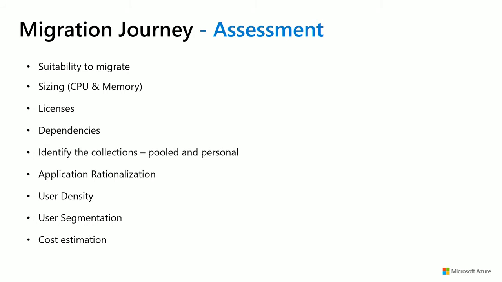You also need to look at your licenses. You need to understand the dependencies. You want to make sure you're not leaving anything behind. And you also need to look at the collection of users you have. There will be a mix of shared users who are using the pooled scenario, or there will be users who have a personal desktop assigned to them. So you need to understand the mix and accordingly choose your VMs or desktops in WVD.